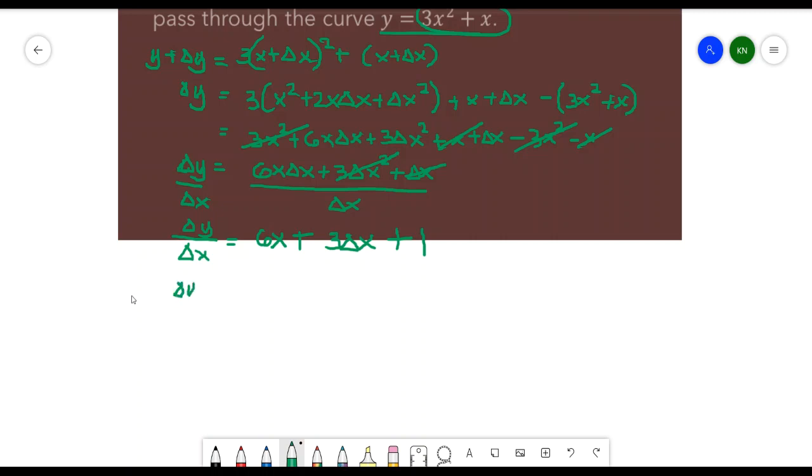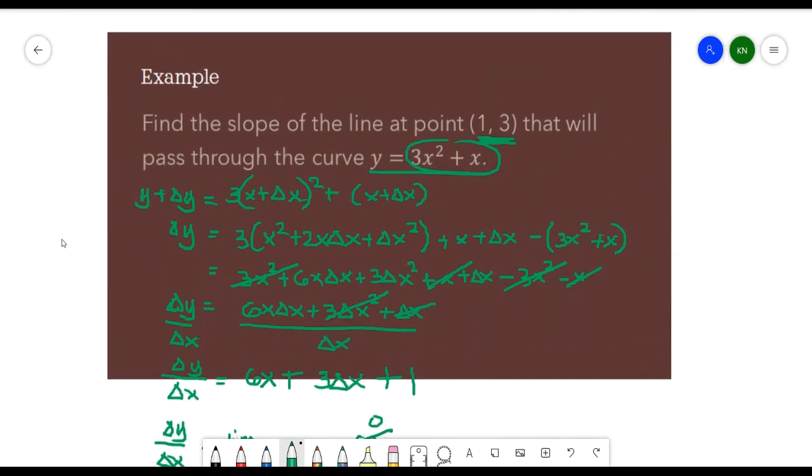So we have Δy over Δx, again as the limit of Δx approaches 0. So we have 6x + 3 times 0 + 1. Now this is 0, so we have 6x + 1. Now this is not yet the final answer since we have the values for the points that we have. So in the Cartesian plane, this is x, right? And this is y. So x is 1 and y is equal to 3.